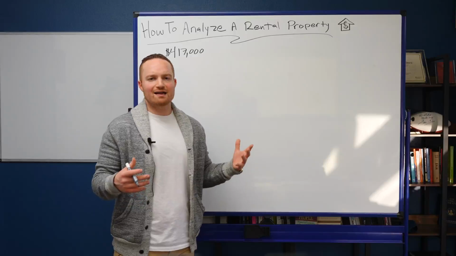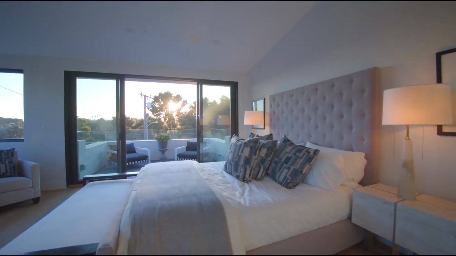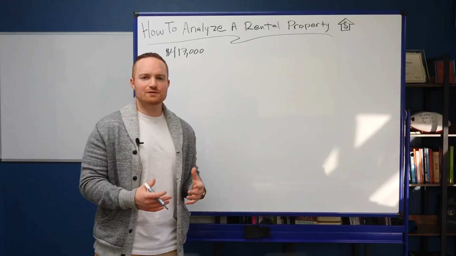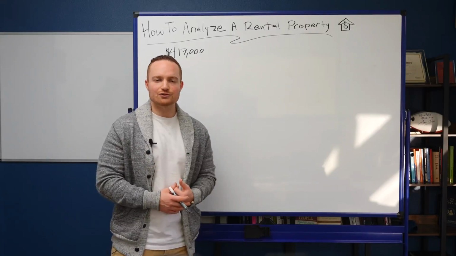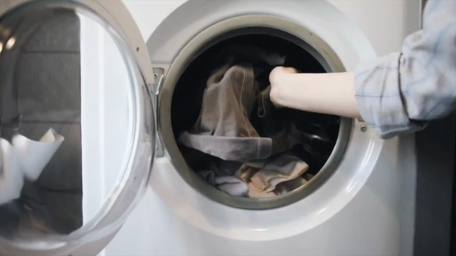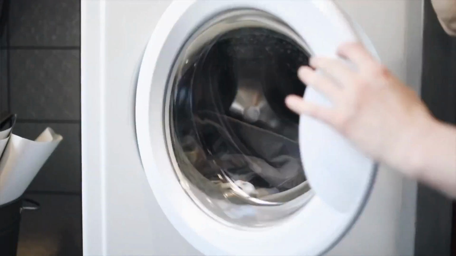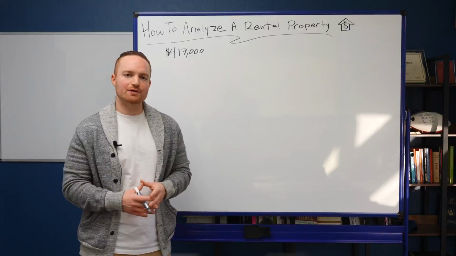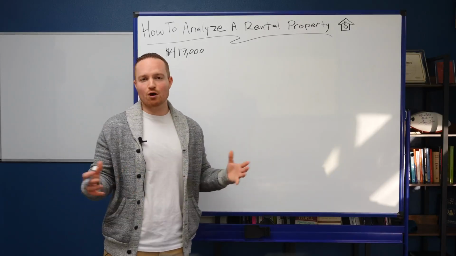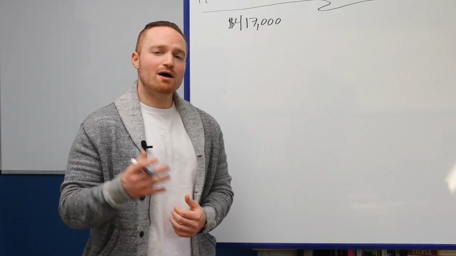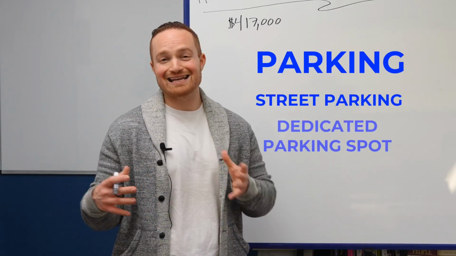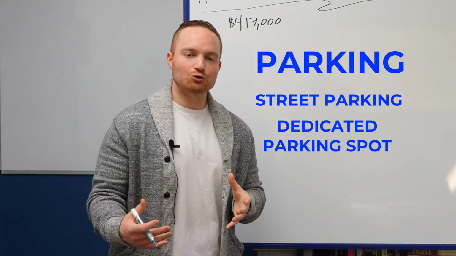So look at rentals that have the same bed bath count, that are in similar condition and in the same neighborhood, but also factor in the amenities the property offers, such as a washer and dryer in the unit, or maybe a washer dryer on site. Maybe it's not in the unit, but it could still be on the property. And maybe some of the units don't have a washer dryer on the property at all. What about the parking situation? Is there street parking? Is there a dedicated parking spot that's included with the rent?